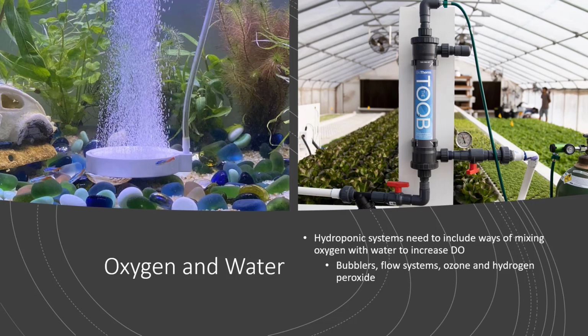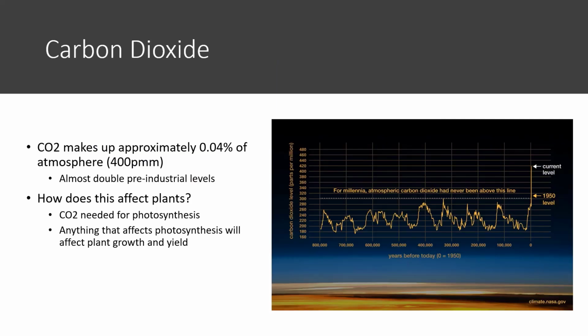But there are also methods in which you can incorporate ozone and hydrogen peroxide. Both of those break down into oxygen. So there are methods where they utilize those as well, and they set them in tanks, and it breaks down to oxygen, and they can incorporate that into their irrigation system as well. So that is oxygen, right?